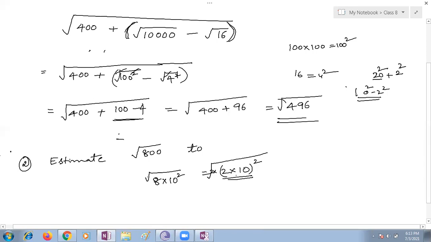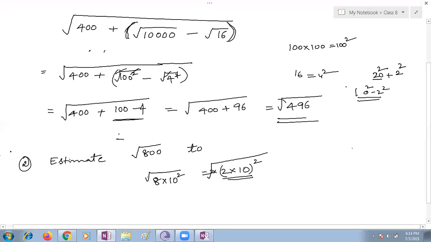Ma'am, 20 square is 400, and 2 into 400 is 800. 20 square is 400, right? Yes, ma'am. 2 is there, right? That will not be 800. That's not the way. We can take another thing.